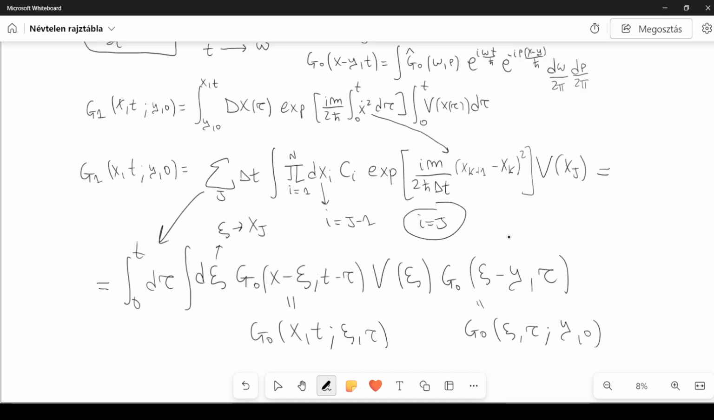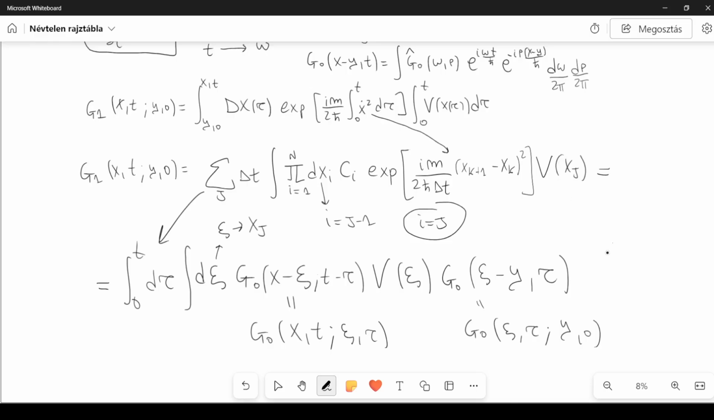In particular, this means that the integral here, as I said earlier, can be carried out quite easily if we go from i equal to 1 to i equal to j minus 1, because we don't have to integrate over this value. And the integration will give you something like this. It will give you a propagation. It will represent a propagation from the point y at time t equal to 0 to the point xi at the time tau. Remember that xi is x sub j in the discrete case.